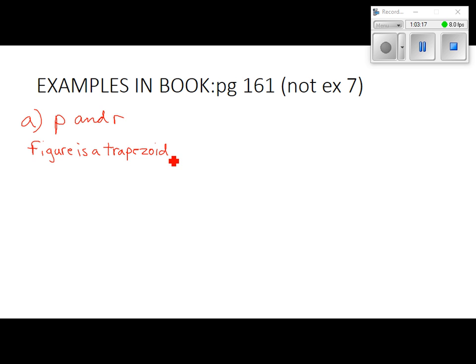Right? Then we're going to put what in there? And. Because it's a conjunction this time, right? What's the statement for R that they tell you? The figure has 4 right angles.